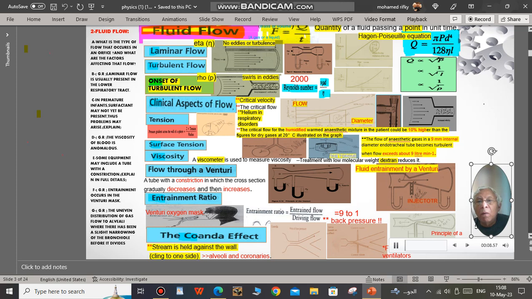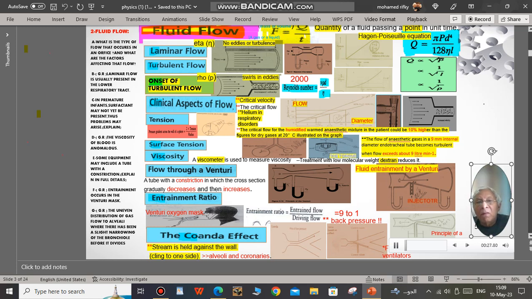Flow means quantity over time. The flow could be a liquid or gas, and the quantity could be mass or volume. We have two types of flow: laminar flow and turbulent flow. Laminar flow, as you can see, is made of straight lines. There are no eddies or turbulence.